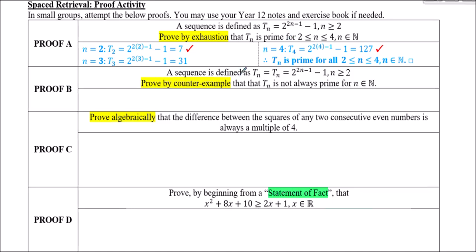Proof B. So exactly the same sequence here. t subscript n is still the same as above. Don't have to put it twice. Where n is 2 or greater. Prove by counterexample that it's not always prime. So we've done it for 2, 3, and 4. Let's just go for the next one up, when n is 5. t subscript 5 is 2 to the power 2 times 5 minus 1, which is 2 to the power 9 minus 1. 2 to the power 9 is 512. Take 1 away and we get 511.